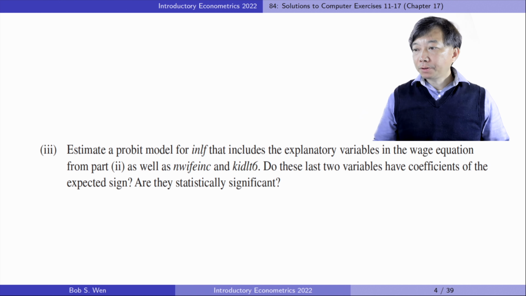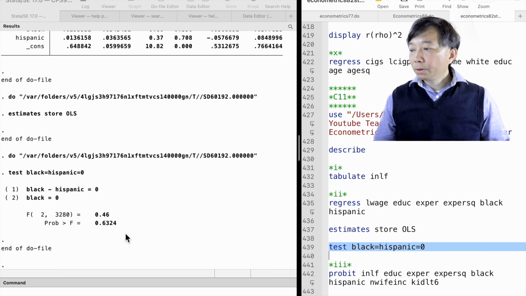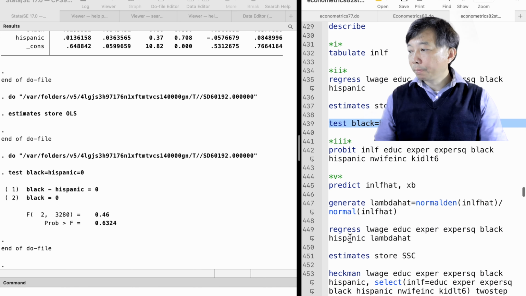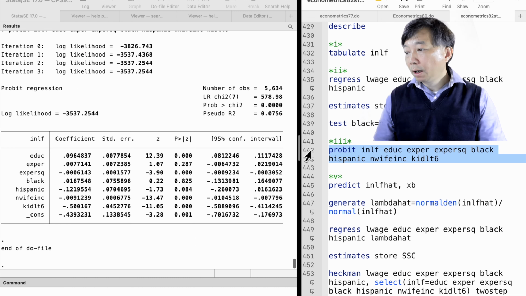In Part 3, estimate a probit model for labor force participation that includes the explanatory variables in the wage equation from Part 2 and non-wife income and kids less than 6 years old. Do these last 2 variables have coefficients of the expected sign? Are they statistically significant? We use the probit command to estimate a probit model for labor force participation. The labor force participation equation contains all 5,634 women in the sample.